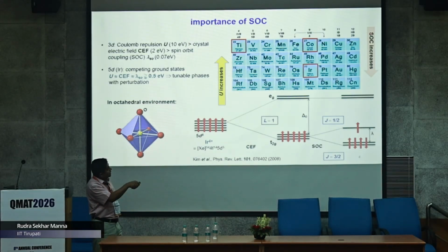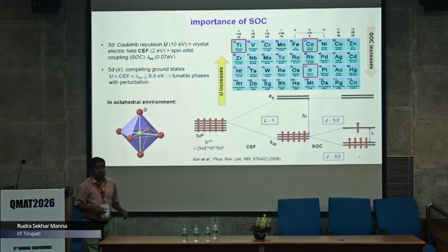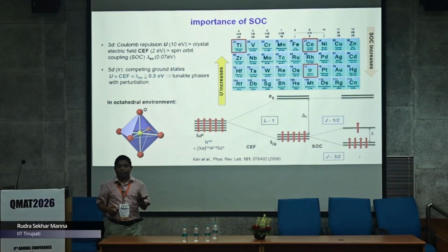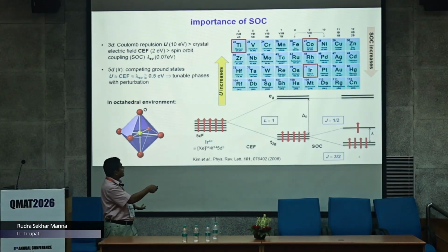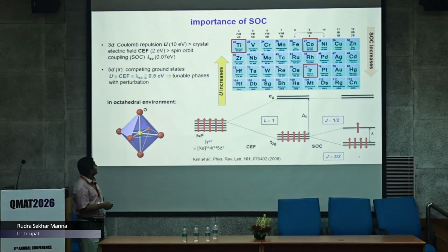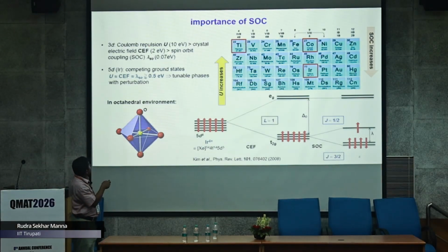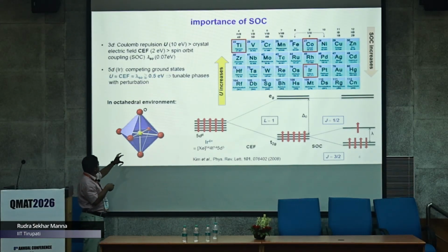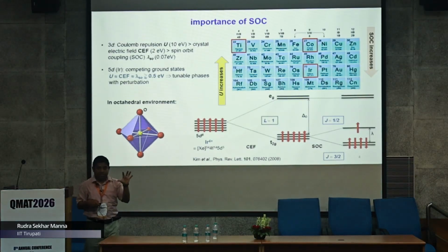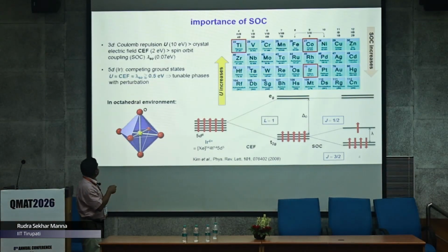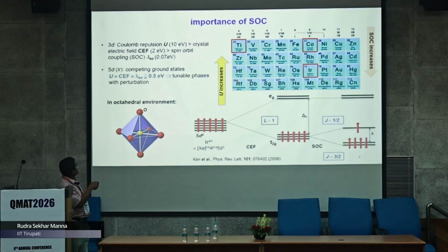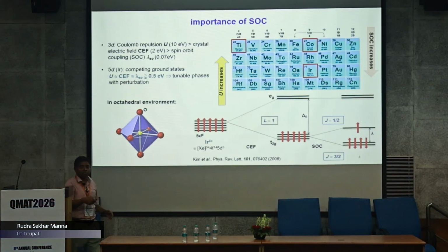But if you come from top to bottom, from the 3D to 5D, the spin orbit coupling increases. For example, iridium has a lot more spin orbit coupling than the cobalt in 3D. Now there is also some energy scale given in terms of electron volt. So in 3D, usually you have U of the order of, let's say, 10 electron volt. And as I mentioned, the magnetic atom is surrounded by oxygen that gives you the crystal electric field, and this is of the order of 2. So the spin orbit coupling is much less. That is the energy hierarchy.